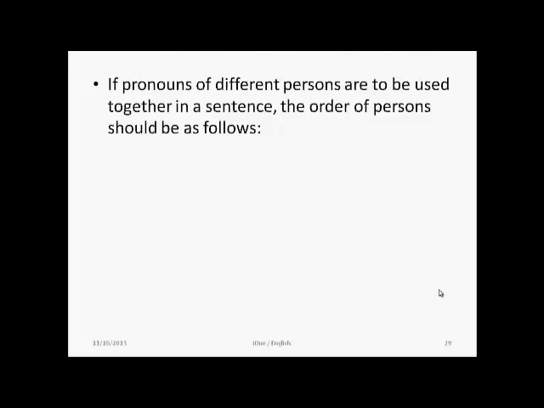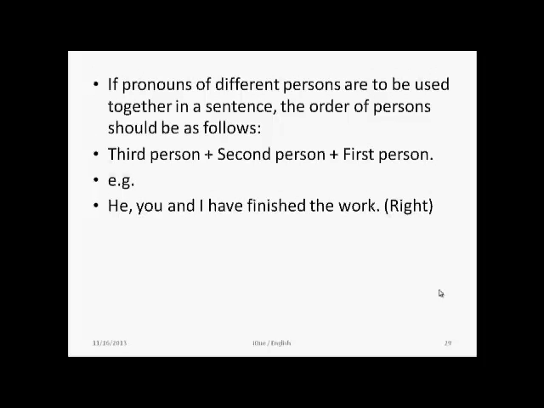If pronouns of different persons are to be used together in a sentence, then the order of persons should be as follows. It should always be the third person, then the second person, and the first person at the end. Remember, in school we used to say this, that put the donkey the last. And who's the donkey? I am the donkey. So, we say he, you, and I have finished the work.